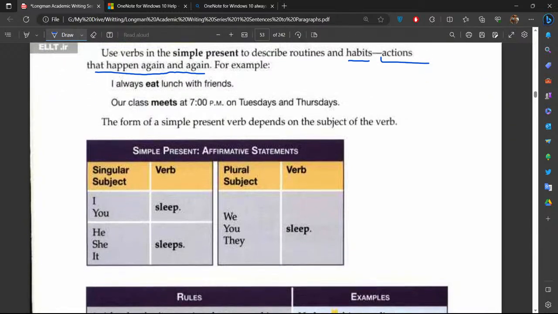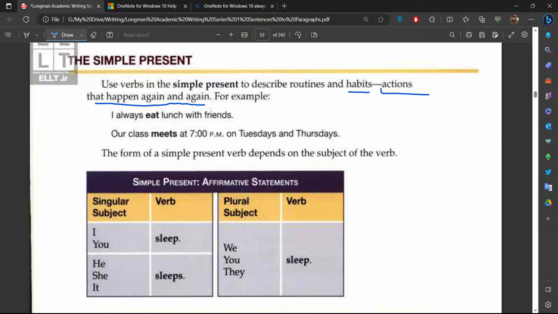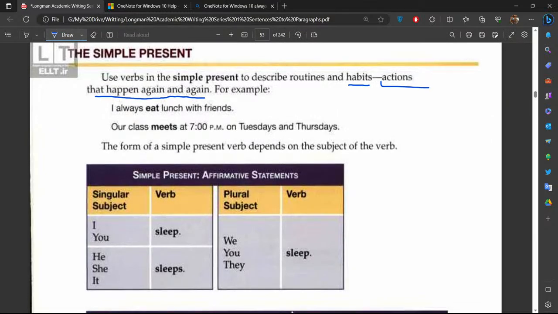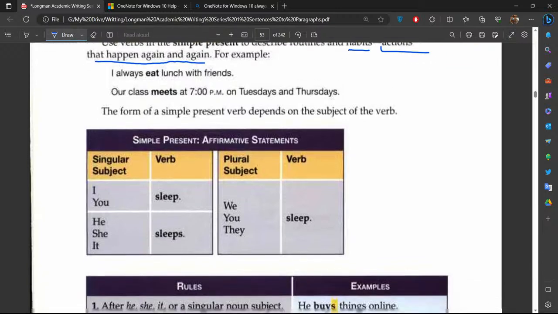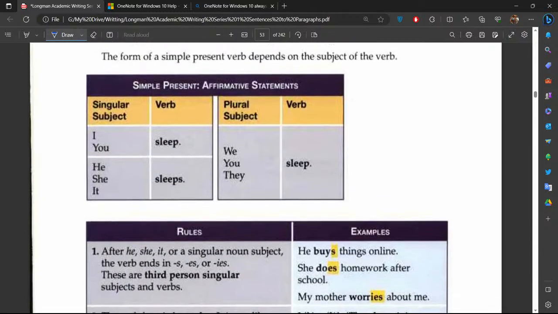So we describe it with a simple present. I always eat lunch with my friends. The form of a simple present verb depends on the subject of the verb.